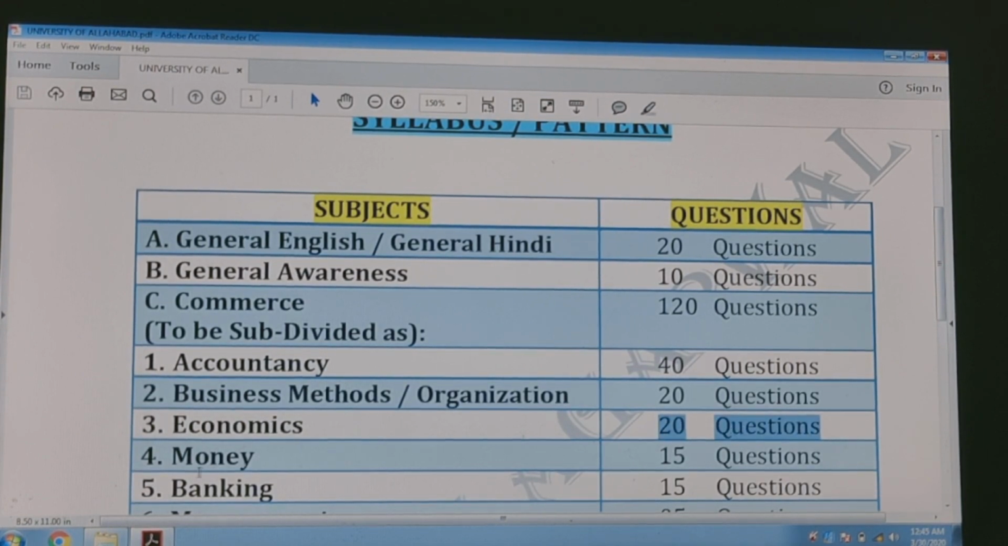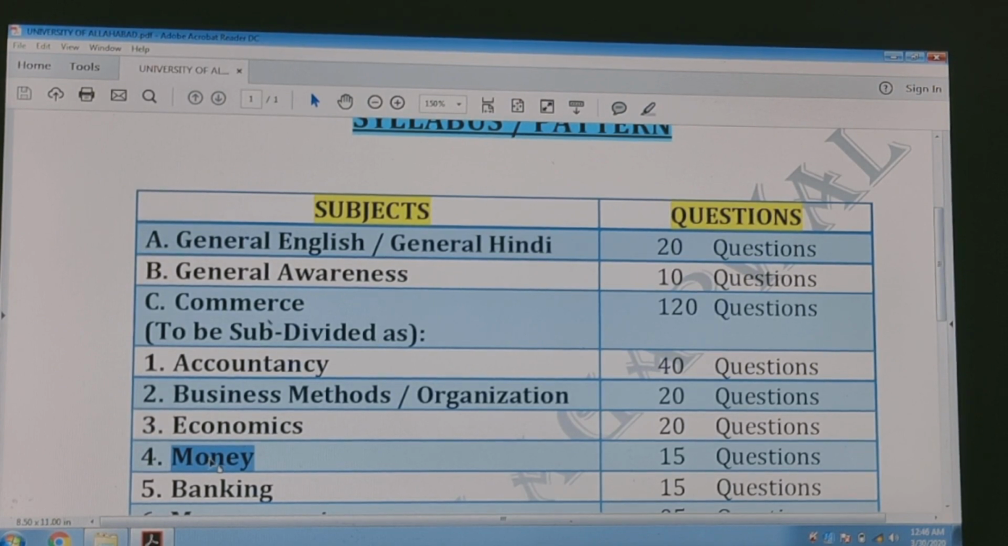Now moving ahead to the next aspect of commerce, which is money. Now what exactly is this money? This will include things related to money or currency, like the forms of money. We all know that there are various forms of money, like commodity money, paper money, metallic money. These forms of money will be coming.